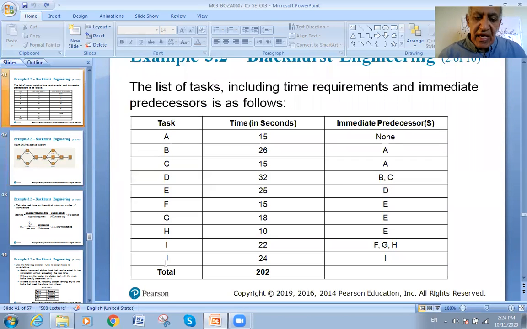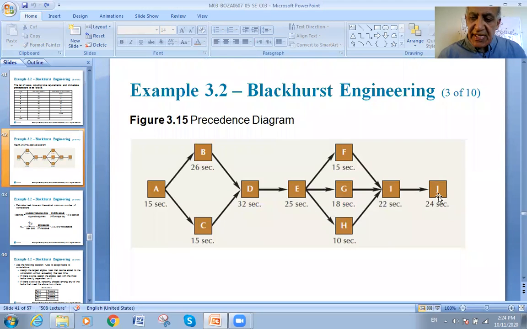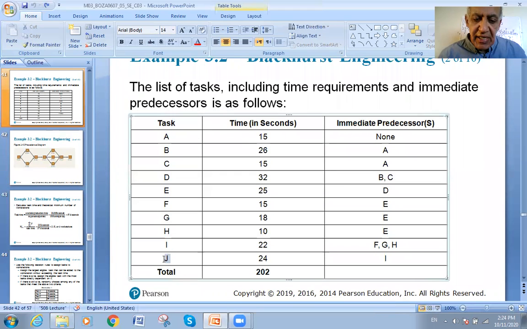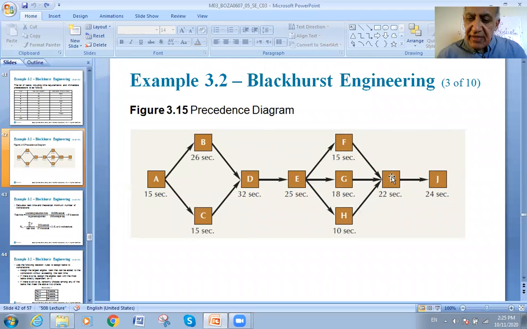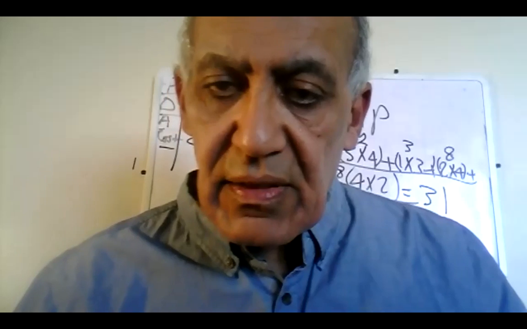Finally, we have stage J. It is 24 seconds. Then I will draw a square and put J and write 24 seconds, and I will see where it's coming from. Is there anything before J? Yes, I is before J. Then I will make a line from I to J. Let me do it on the board in front of you, then we will see what it means.